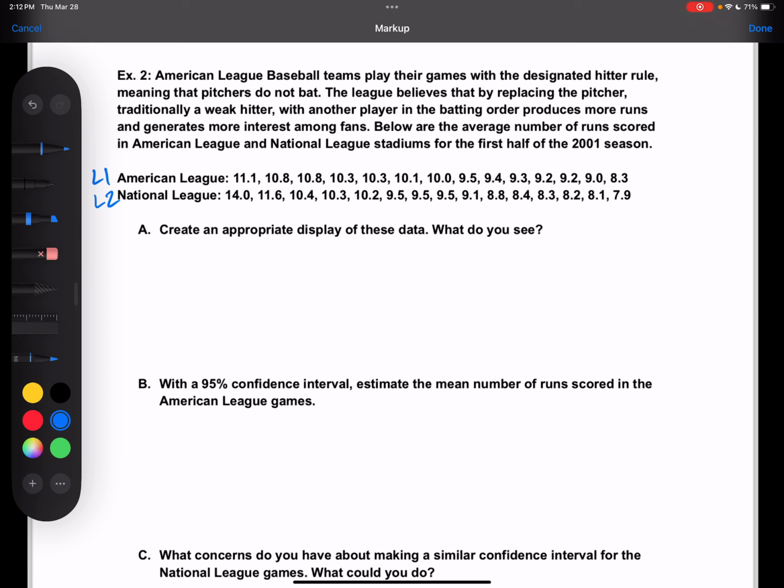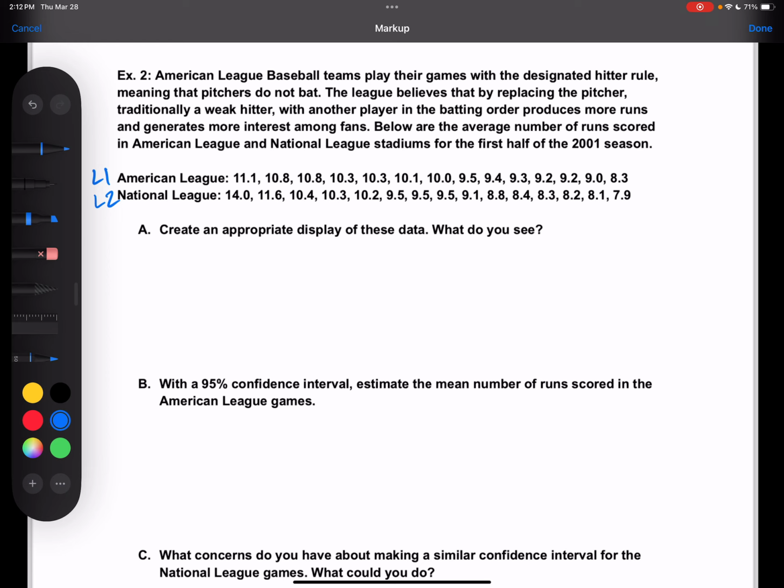All right, so the actual question says American League Baseball teams play their games with the designated hitter rule, which is no longer a thing, meaning that pitchers do not bat. The league believes that by replacing the pitcher, traditionally a weak hitter, with another player in the batting order produces more runs and generates more interest among fans. Below are the average number of runs scored in American League and National League stadiums for the first half of the 2001 season. So the first thing says to create an appropriate display of these data.